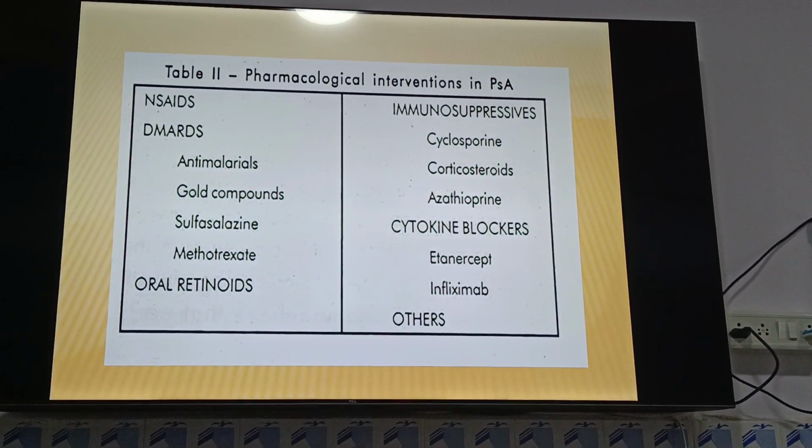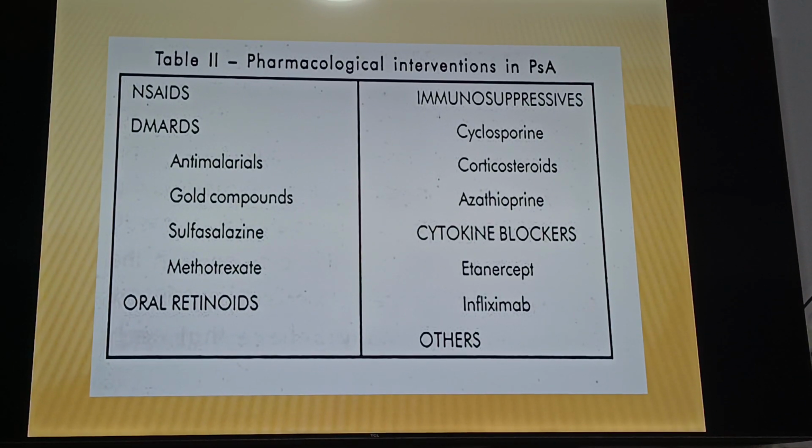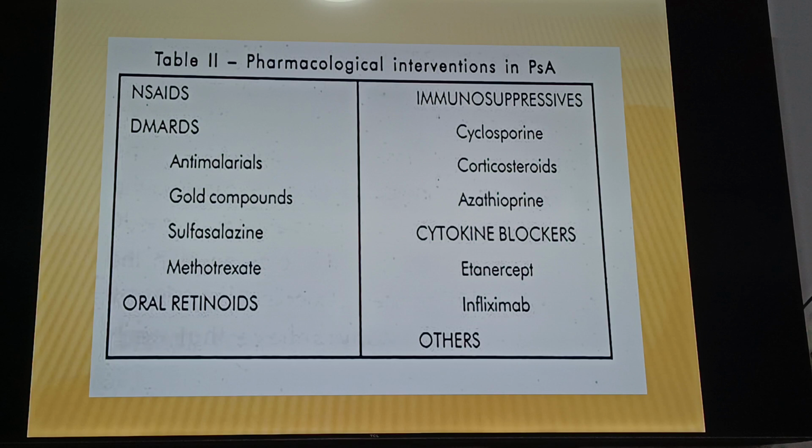Pharmacological interventions: NSAIDs, as and when required, not for a long period. DMARDs, good drugs, antimalarials, that is your hydroxychloroquine. Gold compounds we are not using now. Sulfasalazine, where spinal involvement is there with backaches. Methotrexate, when the peripheral joints are involved, or polyarthritis, we can use methotrexate. Oral retinoids to tackle your metabolic syndrome or to reduce your cardiovascular risk. Immunosuppressive drugs like cyclosporin, azathioprine, when lung involvement is also there, like ILD, etc.